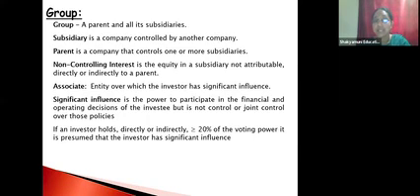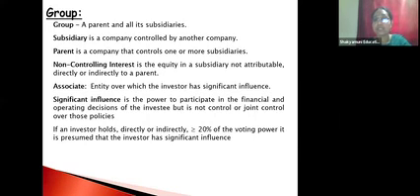That means it has a power to participate in voting rights because it has 30% voting rights. It has a power to raise its voice. It has a power of participation while appointing the board of directors, while taking any decisions in meetings. It has a power to participate. That is called significant influence.